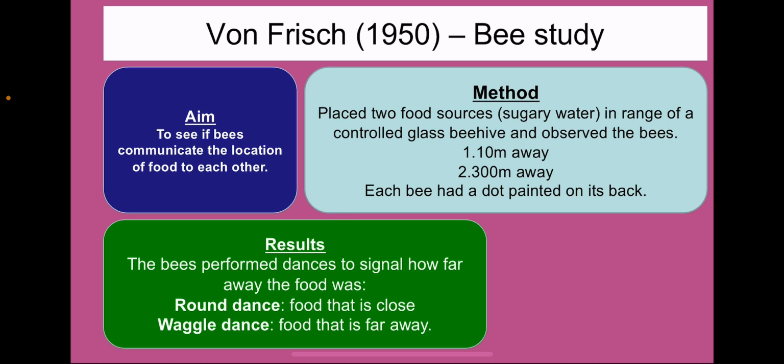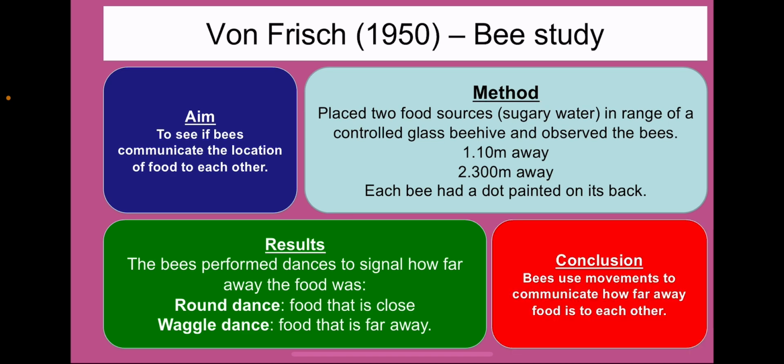When they found food that was close, 10 meters away, they performed a special little round dance to signal to the other bees that the food was close, and then the other bees would fly off and find the food and bring it back. Really clever. But when the food was really far away, they used a special waggle dance, which was kind of like going around in a figure of 8, waggling their rear end quite a lot to point to the bees where the food was and how far away it was. It was a very, very clever, very intricate way of telling each other where food is.